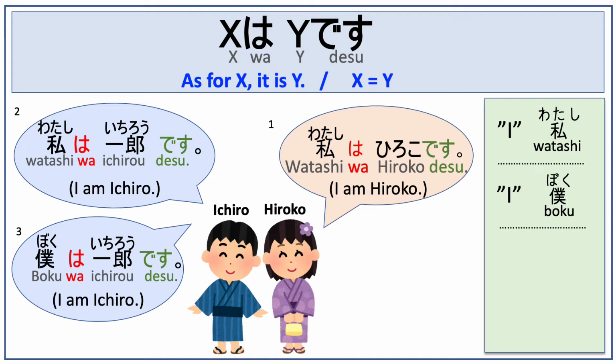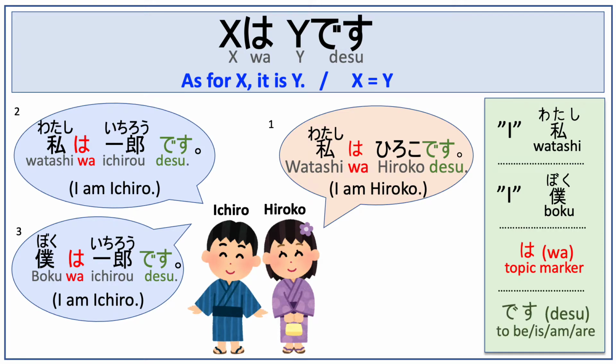Watashi wa and boku wa can be omitted in speech. Ha, pronounced wa, is used after the topic of the sentence. It is a topic marker. Desu is like English to be, is, am, or are, depending on the context.